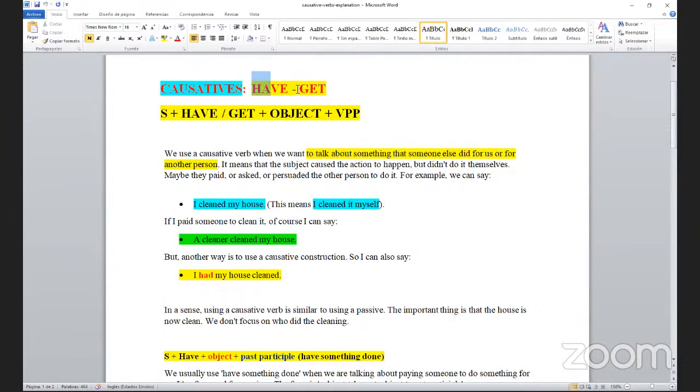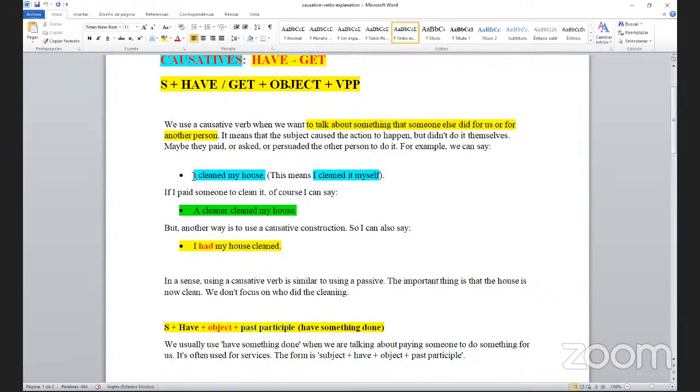Why? In causatives, we are only going to use these two verbs, have and get, and we use them when somebody else performs an action for us, okay? So we don't do the action, but somebody else, a third person, does the action or the favor for us. For example, as a reflexive, I can say, I cleaned my house. What does it mean? That I cleaned it myself, right? So I did it alone, without help.